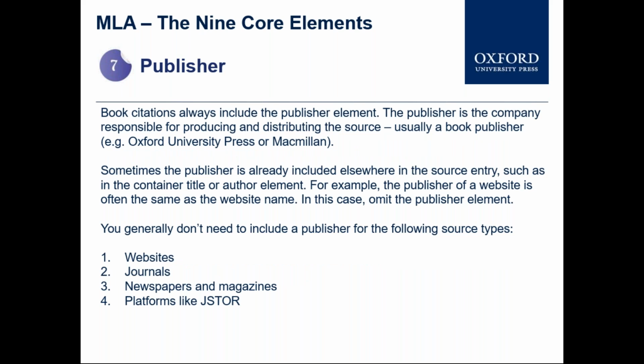Then you come with the publisher, the seventh item. Book citations will have to have the publisher element. Like it could be Oxford University Press, it could be Macmillan, it could be Cambridge University Press, whatever.